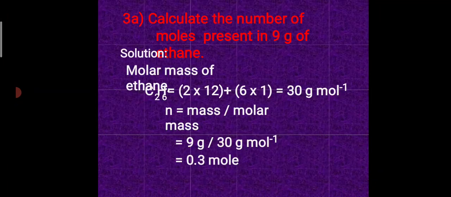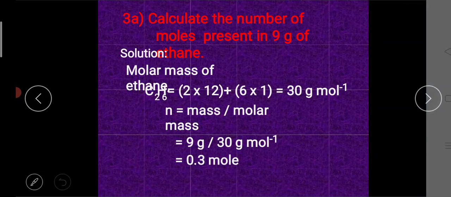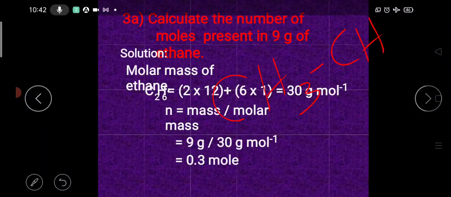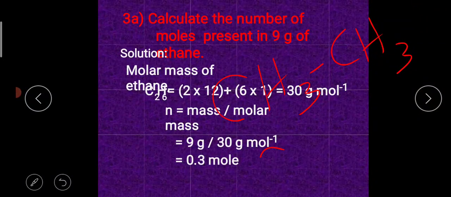Next we have this evaluate yourself. Calculate the number of moles present in 9 gram of ethane. How to calculate the number of moles in 9 gram of ethane? First we have to calculate the molar mass of ethane. Ethane is C2H6. CH3 is methane. So in the molecular formula we write 2 carbon, 6 hydrogen. C2H6 is ethane. So how to calculate the molar mass?